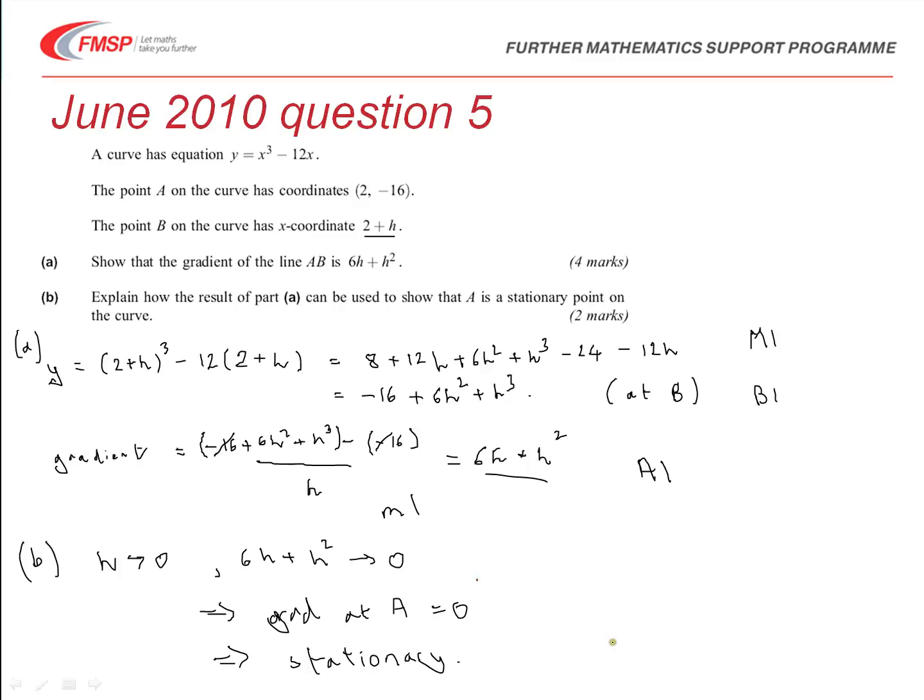Explaining that clearly will give you 2 marks. If all you do is write down h equals 0, you'll only get 1 mark. You've got to show that the limit as h tends to 0 is 0, i.e. that the gradient, the 6h plus h squared, is tending to 0 as h tends to 0.